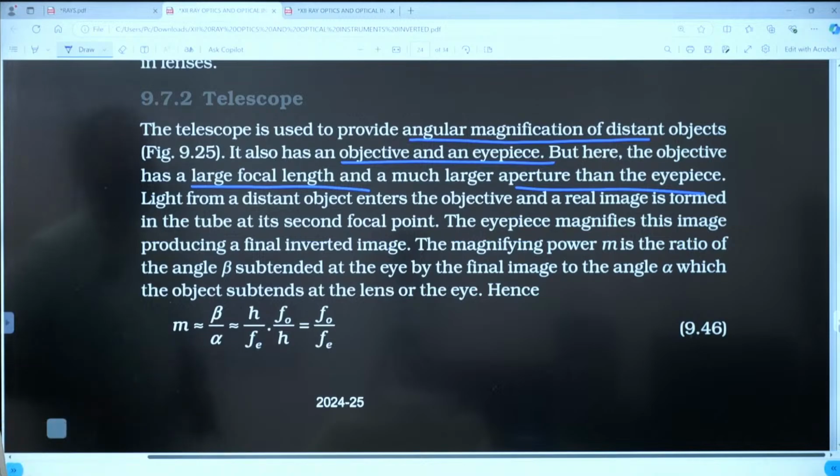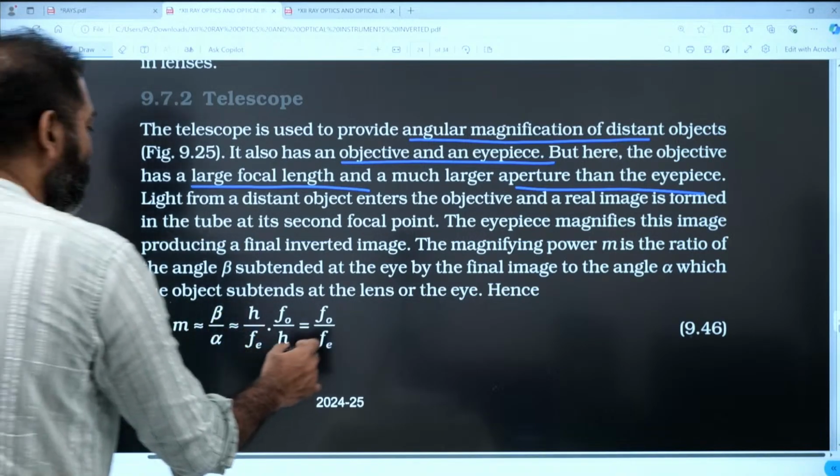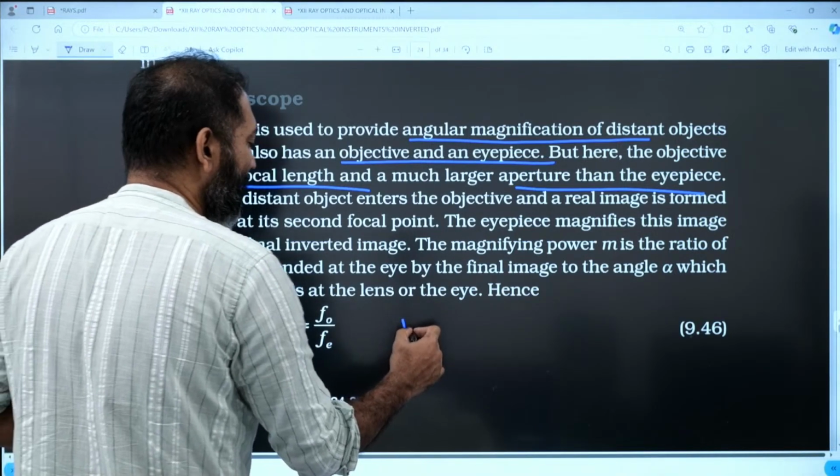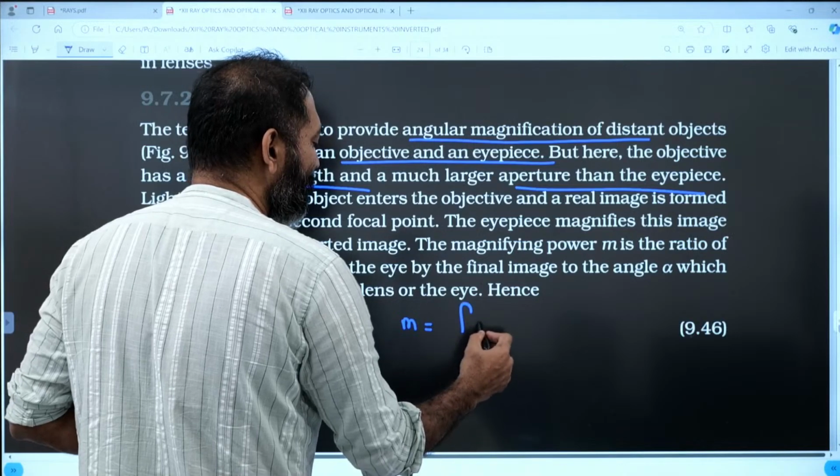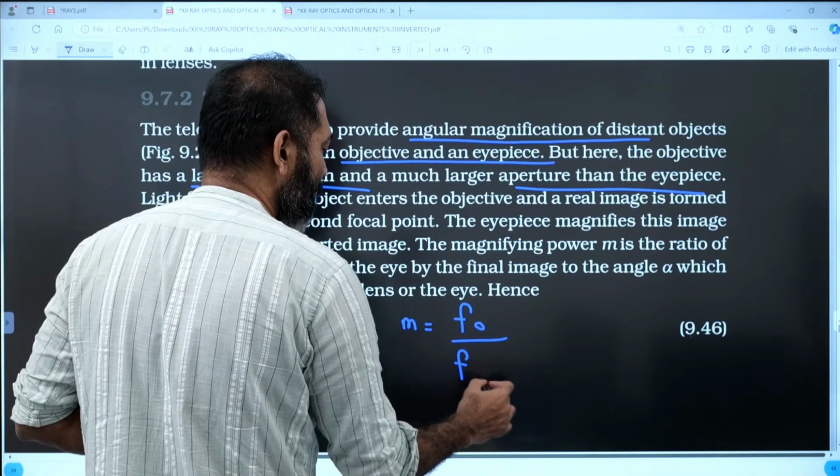Magnifying power m is the ratio of angles. This angle is not required. Just simply understand that magnifying power is equal to FO by FE.